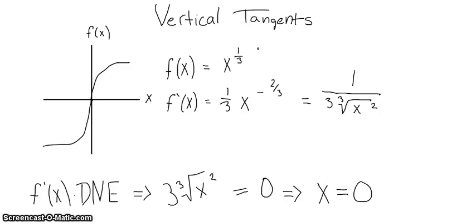So f prime of x equals 1/3 times the cubed root of x squared. And to find where this does not exist, we have to set the bottom of the fraction equal to 0. So f prime of x does not exist when 3 times the cubed root of x squared equals 0, and this happens when x equals 0. So we know there's a vertical tangent at 0, and that the function is not differentiable there.